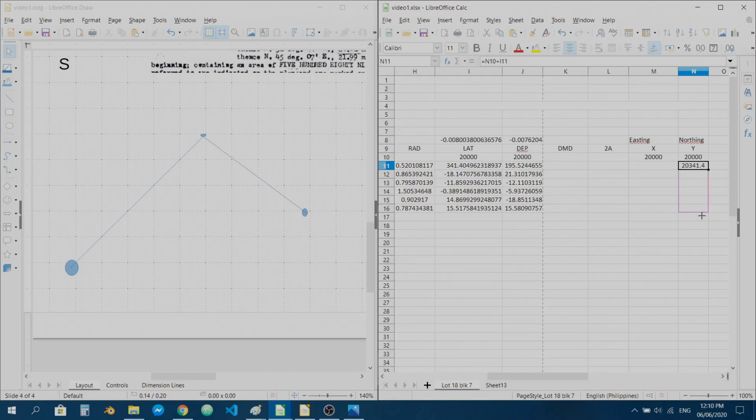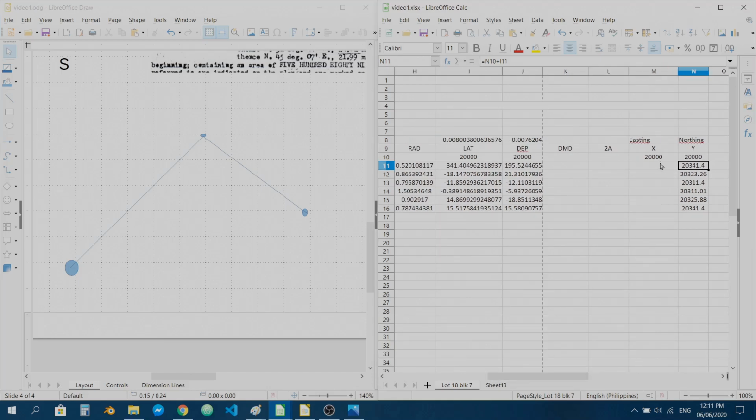So, let's apply that. Ayan. As you can see, yung last point natin, babalik siya sa point 1, sa point of beginning natin. So, anong point of beginning natin? Ito, 20,341.4. Yung last point natin dapat same niyan. Kung hindi yan, mayroong tinatawag na error of closure, meaning hindi nagsarado yung polygon natin.